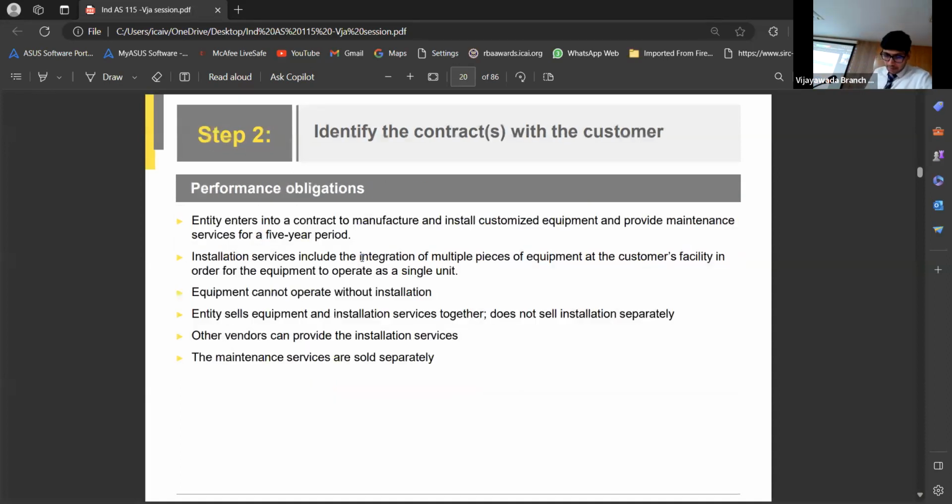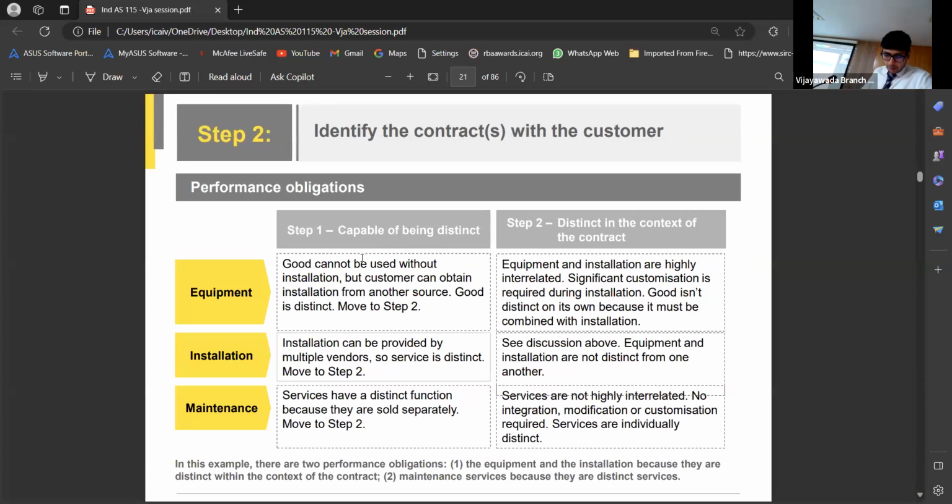So that is on performance obligation. Here, all the examples we discussed, there is nothing new here, but you may want to just read the slide. You can spend a minute on the slide.